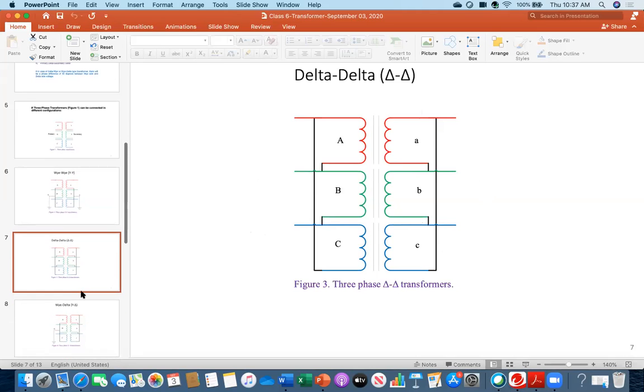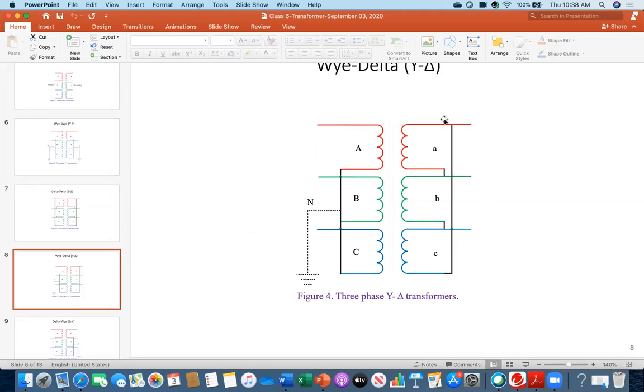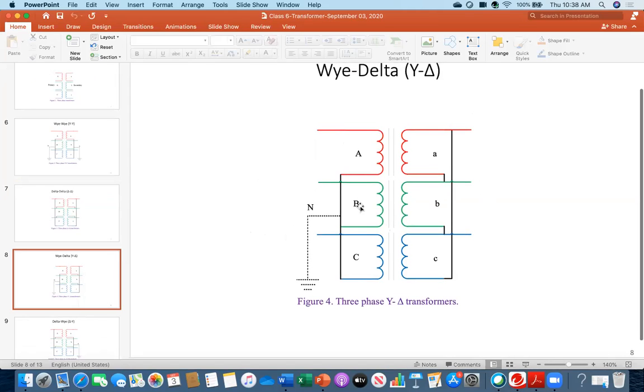And then this is the example of Y delta. Again the same connection, this point and this point. In the case of Y, 3 points should be connected at a common point. And from that common point, you will be taking the neutral. So because this is Y delta, the primary has the neutral, but the secondary does not have a neutral because the secondary is the delta. The same thing.